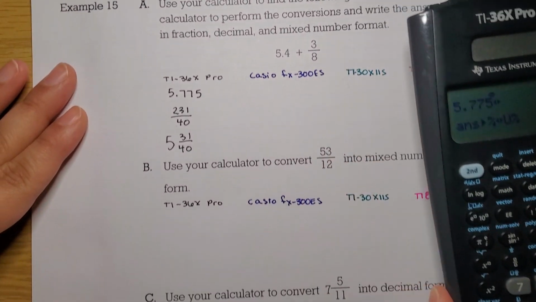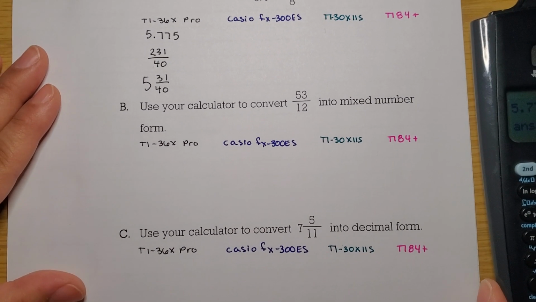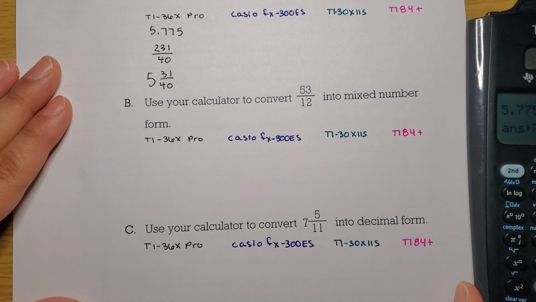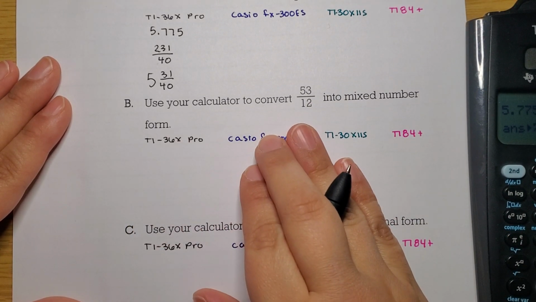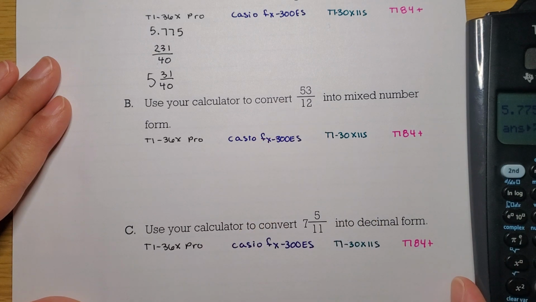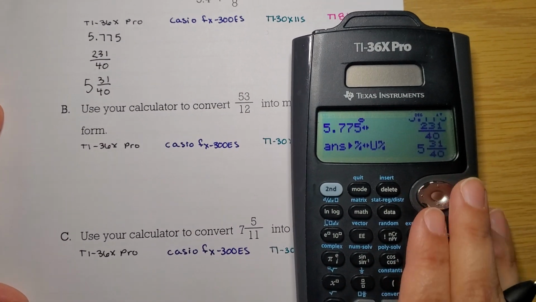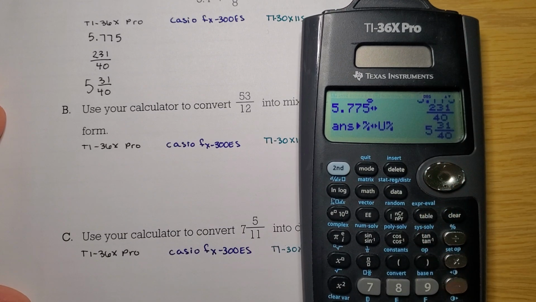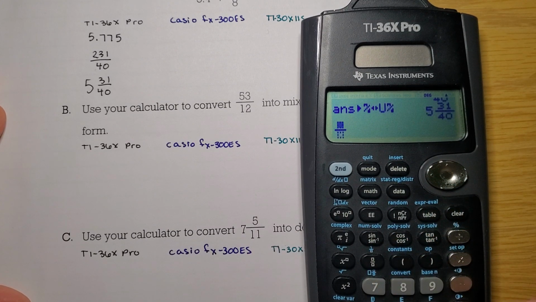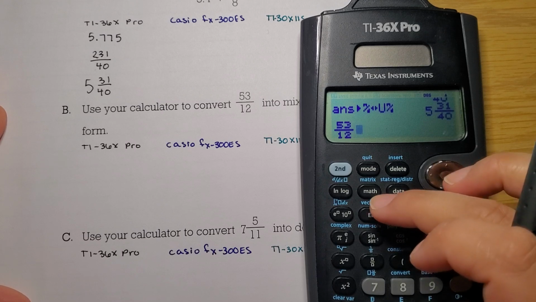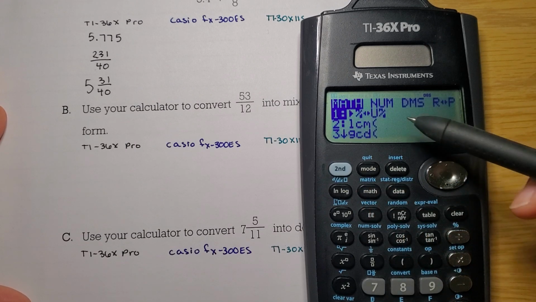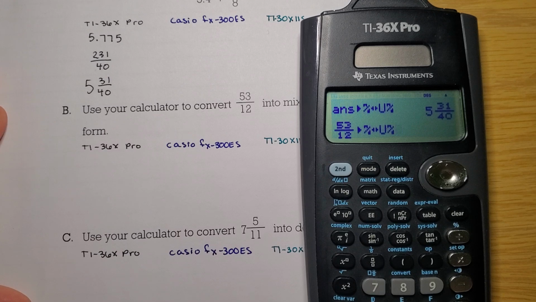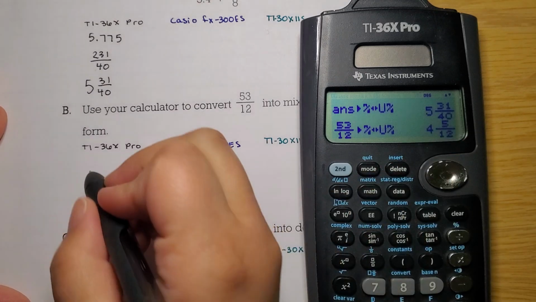Okay, let's go ahead and work through a couple more problems using this calculator. So for part B, we want to convert from this improper fraction into mixed number format. So we're going to have 53/12. I'm going to use my fraction button, 53/12. And to make this into a mixed number, I'm going to go to Math, select option 1, and then hit enter. There we go. We've got 4 5/12.